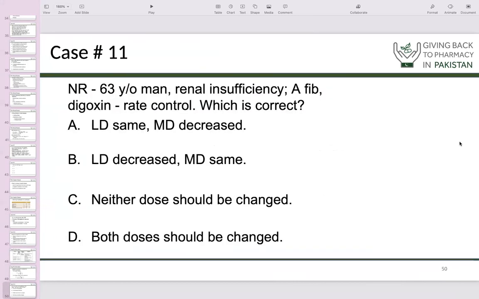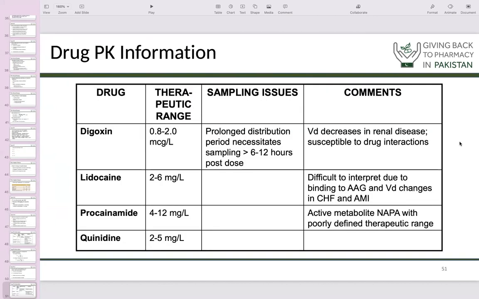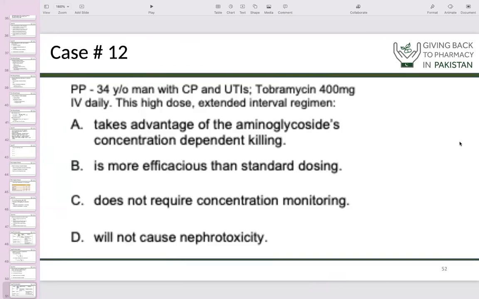Okay, so there is one more case, a 63-year-old man with renal insufficiency, AFib, digoxin for rate control. Which is correct? Same loading dose and maintenance dose, decrease loading dose, decrease maintenance dose, neither dose should be changed, or both doses should be changed. Because digoxin has a very high volume of distribution and a very long half-life, in such cases you do not need to load a patient. You can decrease both doses, so D is the correct answer in this case. You can read it here. It will be mentioned in the comments and in this information, the drug monograph, which I'm sharing here.